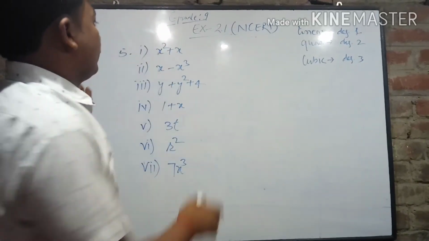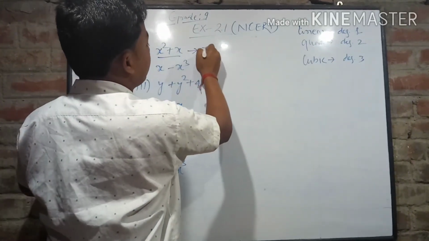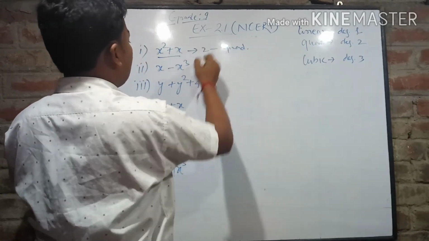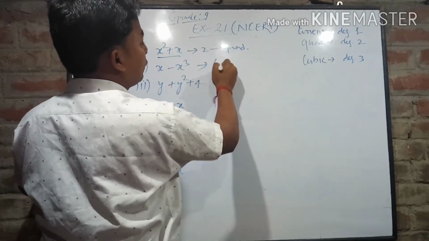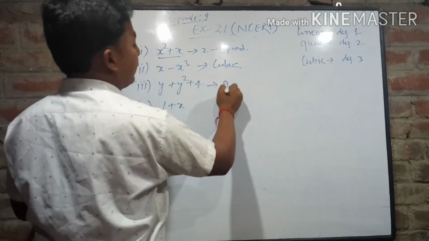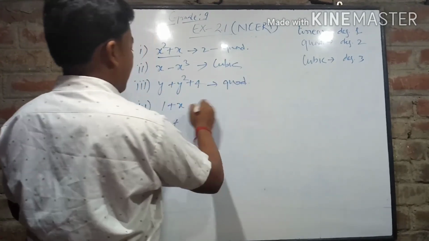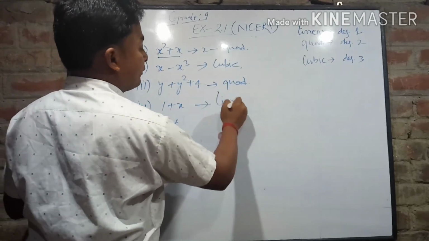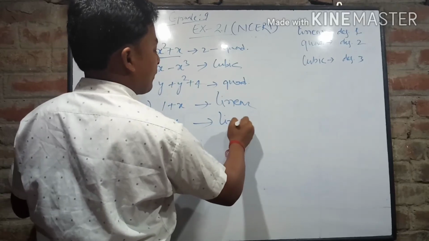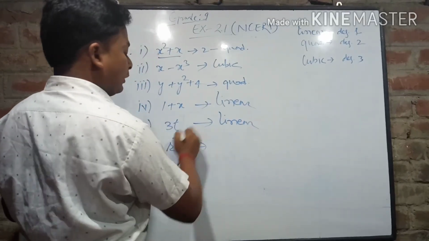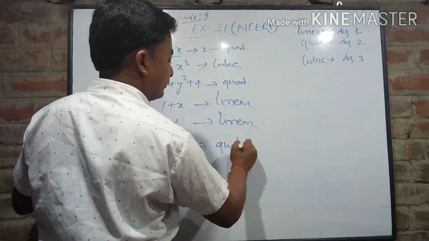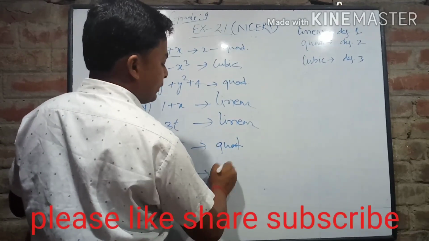So here the exponent value is 2, so it is a quadratic equation. The highest exponent value is 3, so it is a cubic polynomial. It is 2, so it is quadratic. It is 1, linear. It is also 1, linear. It is r square, 2, it means quadratic. X cube, it means cubic.